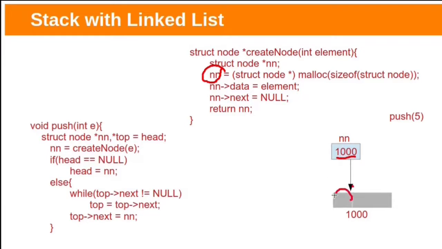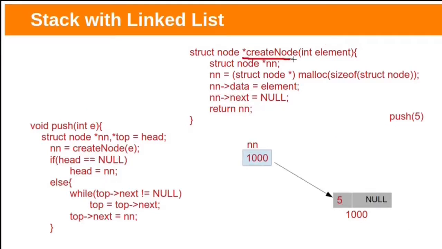Each linked list node has two parts. One is data part and another one is the link part, which will hold the address of the next node. We will store this 5. If function call is made for this push of 5, then this 5 will be passed to here. With this 5, this create node function will be called. So this 5 will be assigned to this local variable element. So this 5 will be stored in the data part of your newly created node. Initially this link will be null.